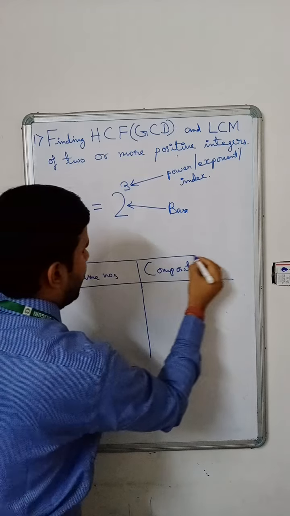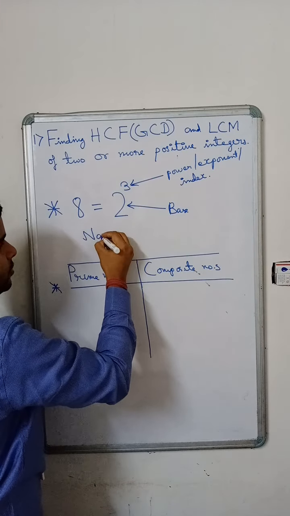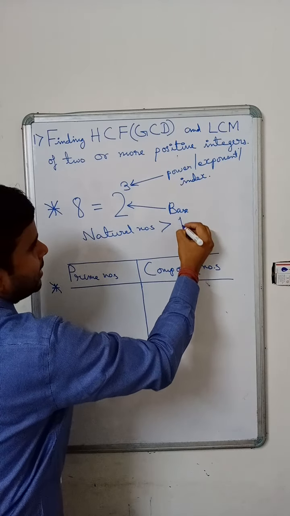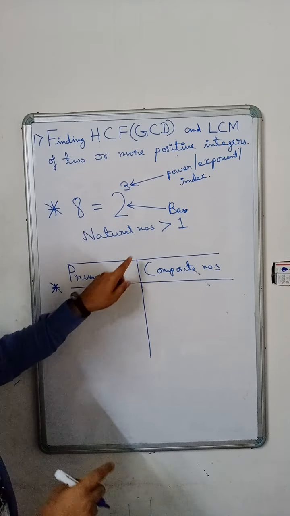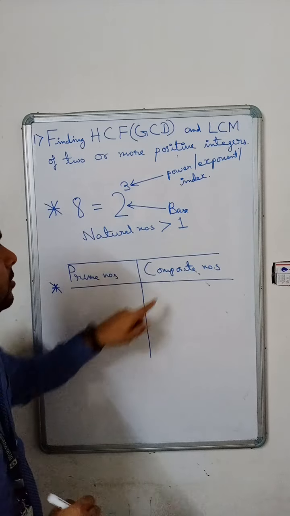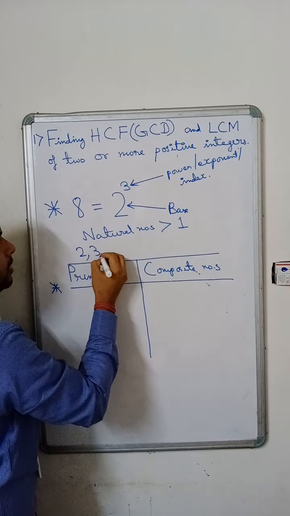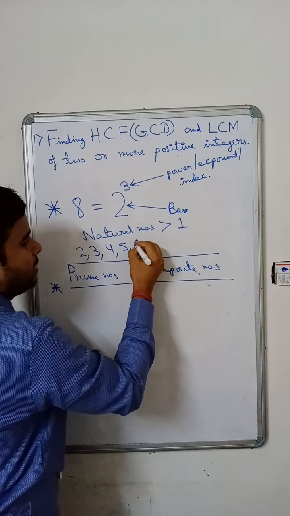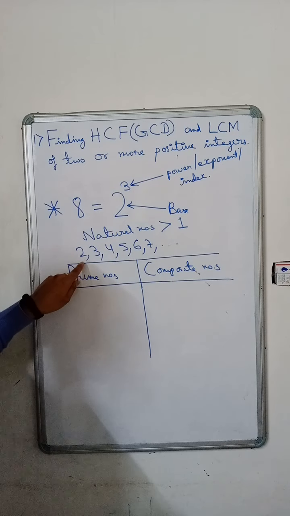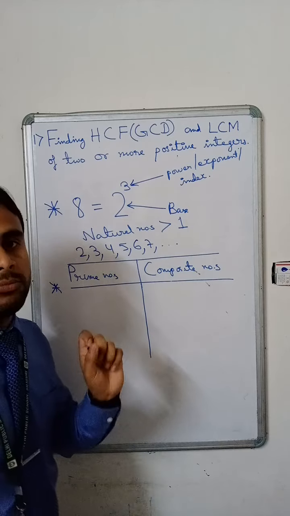Now before beginning this part, let me first of all write down natural numbers greater than 1. Make sure that prime numbers and composite numbers cannot be 1. So let us take natural numbers greater than 1 like 2, 3, 4, 5, 6, 7 and so on. Let's write down a few numbers, starting with the first number 2. But before that, let's define the meaning of prime numbers.